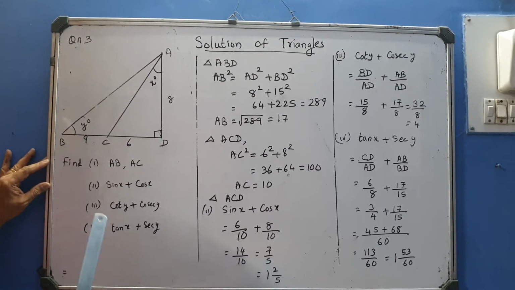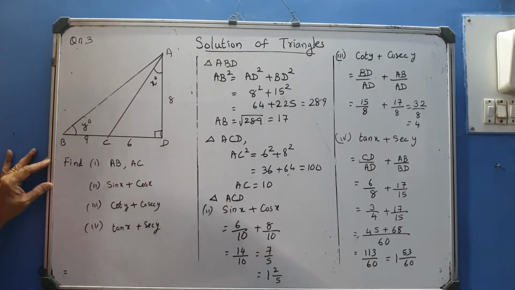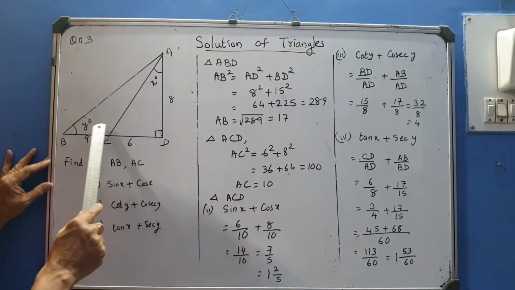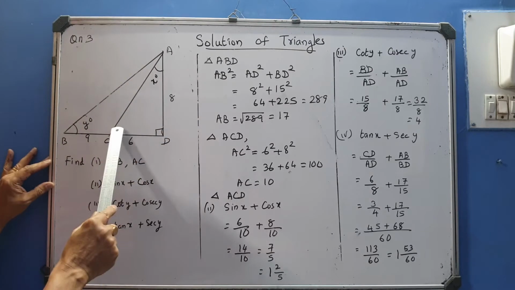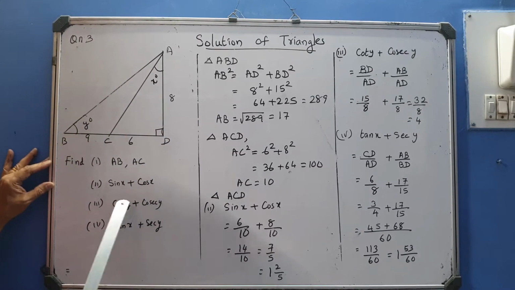Now let's take another question on solution of triangle. This is the figure given, this x degrees, y degrees, and what you have to find out: AB, AC, then sin x plus cos x, cot y plus cosec y, and tan x plus secant y.